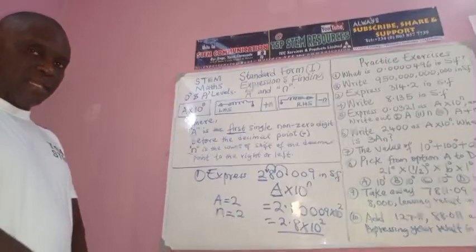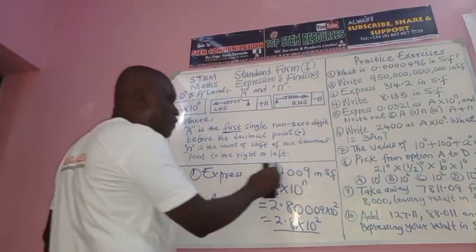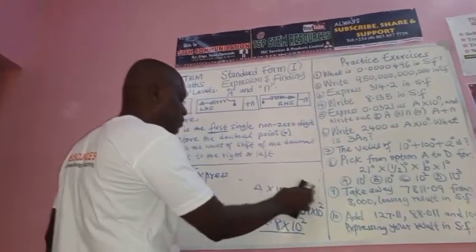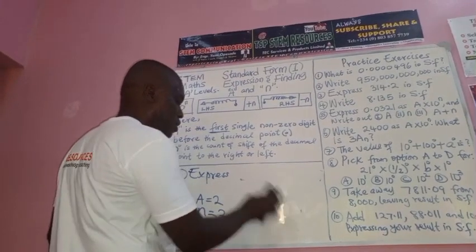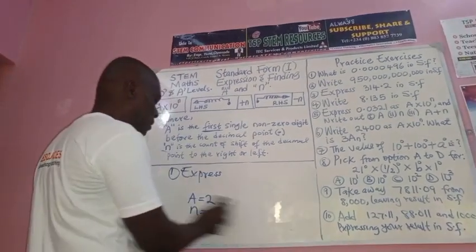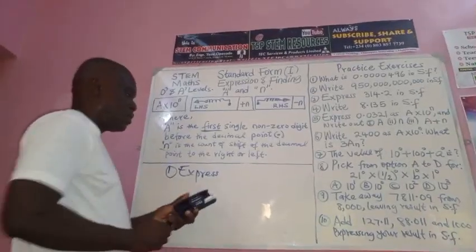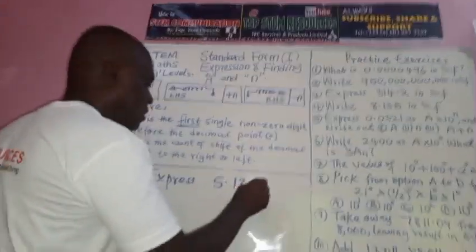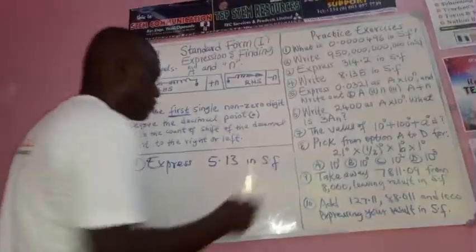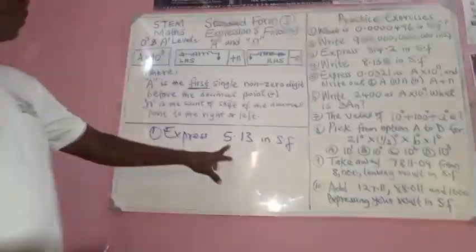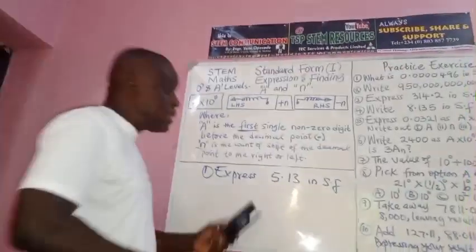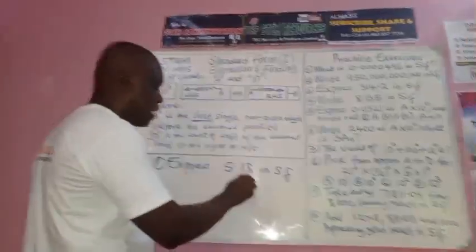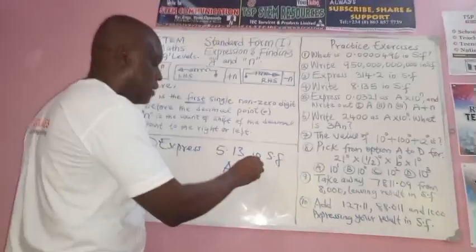Then, finally now, what if I give you something like this? 5.13 in standard form. Look at this. So what do we do now? Express 5.13 in standard form, meaning you have to express it as a times 10 raised to the power n.